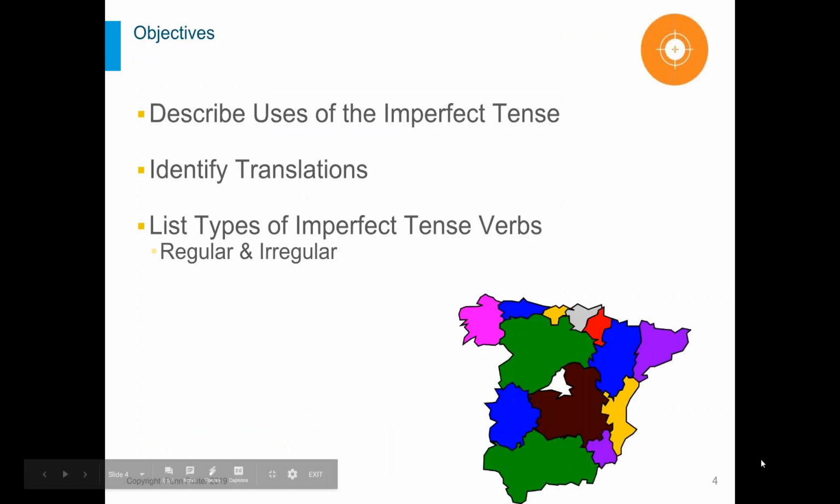So today we will discuss the uses, the translations, and the verb types of the imperfect tense throughout the webinar. The imperfect tense is a relatively short topic, so this won't be that long. There's not a whole lot to discuss, but it is an important tense to be mindful of. You will use it throughout your entire course.